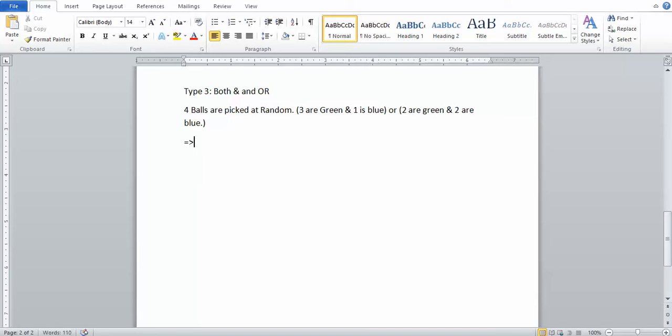Almost done. Now writing the equation. 5C3, that is 3 green balls out of 5 balls, and means multiply 3C1, that is 1 blue ball out of 3 balls. Make it easy. Consider this as equation 1.